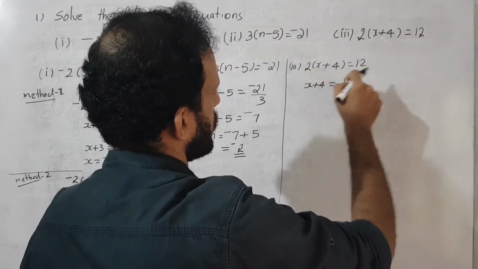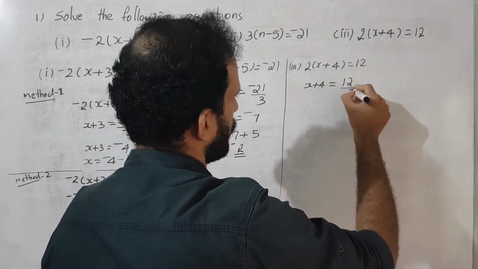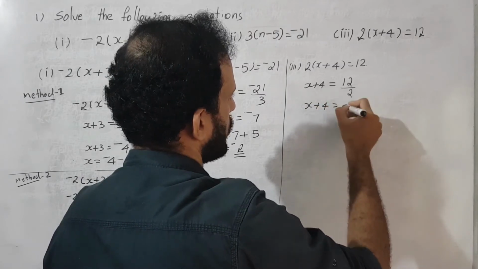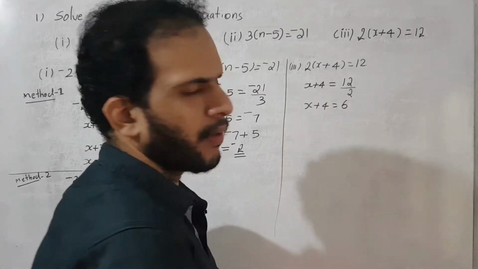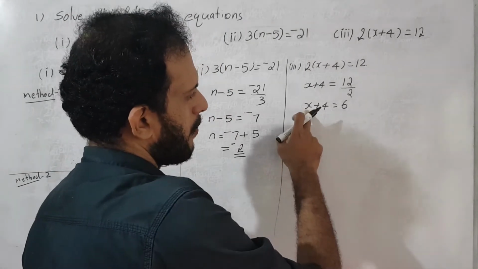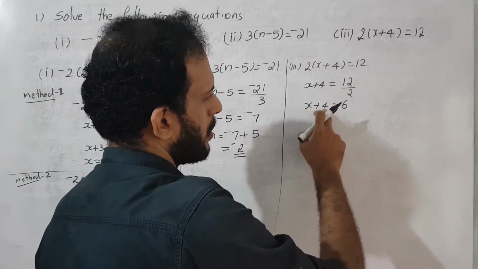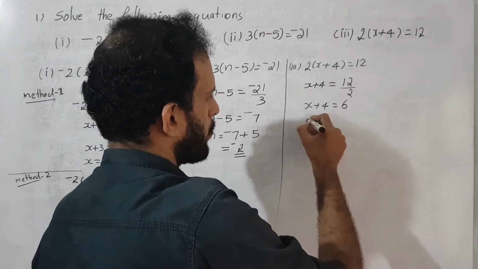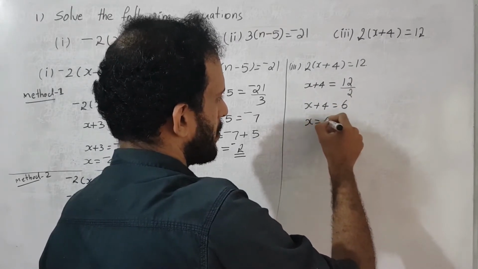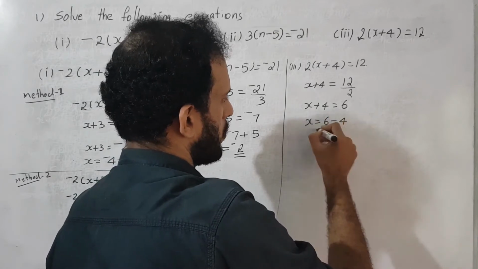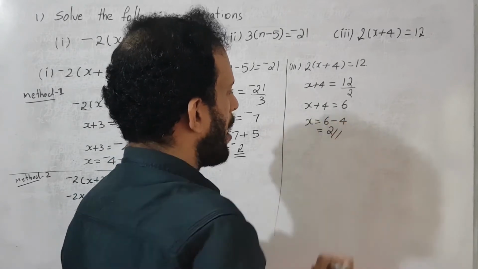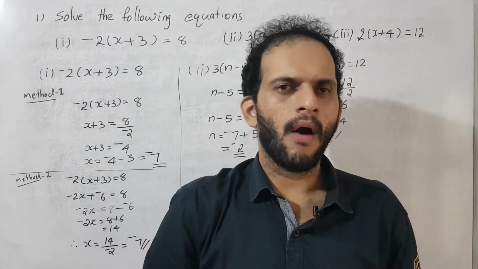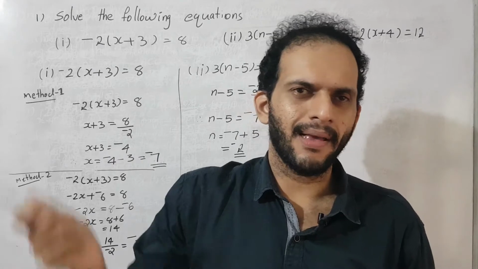Yes, into 2 transposing it becomes divided by 2. Therefore x plus 4 is equal to 12 by 2 is equal to 6. Correct? The next, for finding the value of x, we transpose 4 to the side of RHS. Now we are adding 4, then in the time of transpose it becomes subtract. Then 6 minus 4 is equal to 2. Then the value of x is equal to 2. Okay. Then I think you got the idea how to solve the equation if you get like this.